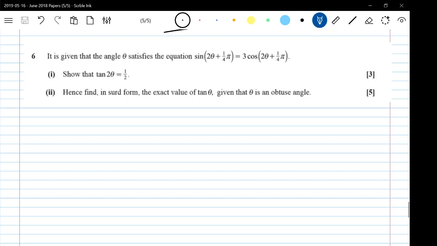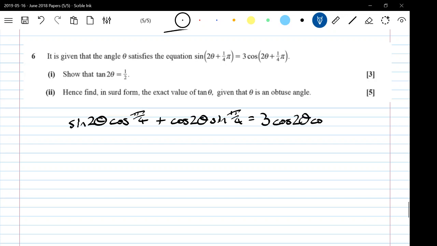So that's sine (A plus B). So that's sine A cos B plus cos A sine B. And then we've got cos A cos B minus sine A sine B.